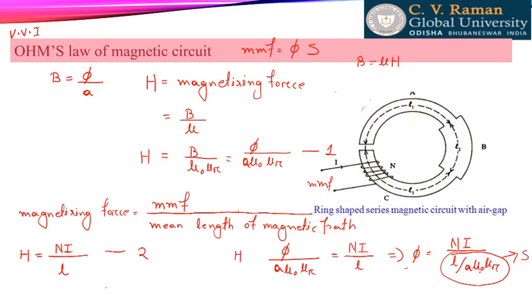So from here we can conclude a very, very important formula, that is Ni by S is equal to flux. This is our Ohm's law, because Ni is nothing but your MMF, which is equal to phi into S. Your flux is equal to MMF divided by reluctance. Please note down this very, very important formula.